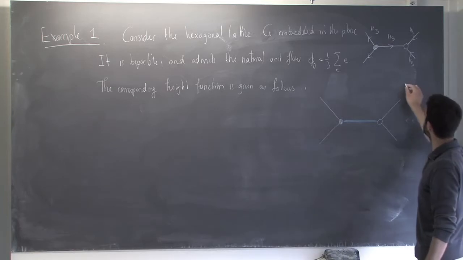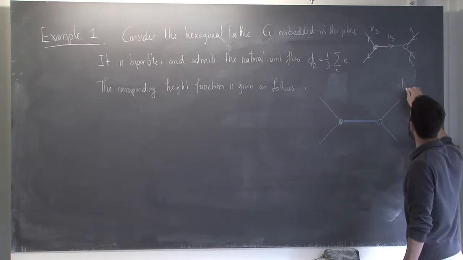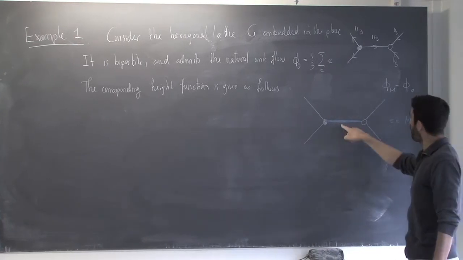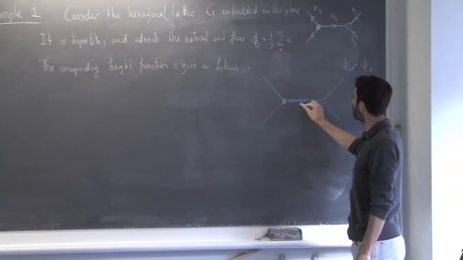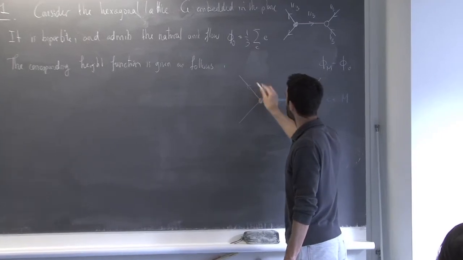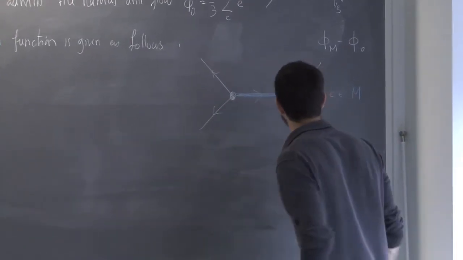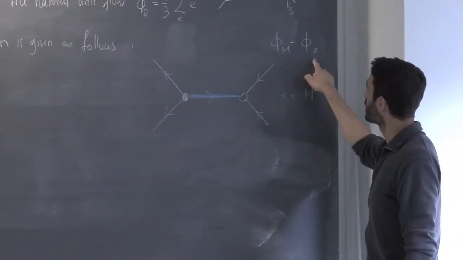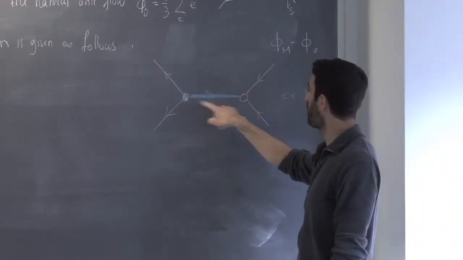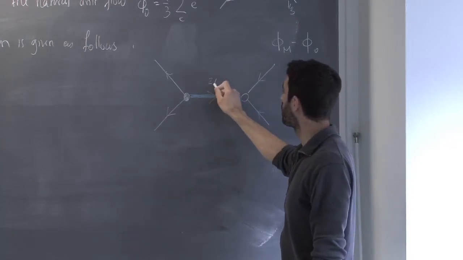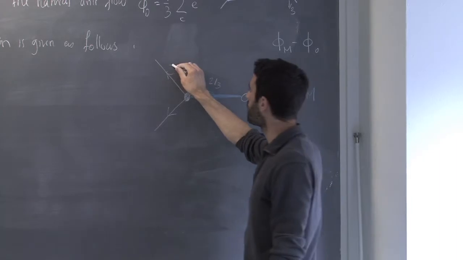Now I want to consider phi m minus phi 0. On this edge, I want to write again the bipartite orientation just so I don't forget. So what is phi m minus phi 0? On this one, you have 1 minus 1/3, so you have 2/3. And on all the other ones, you have minus 1/3.